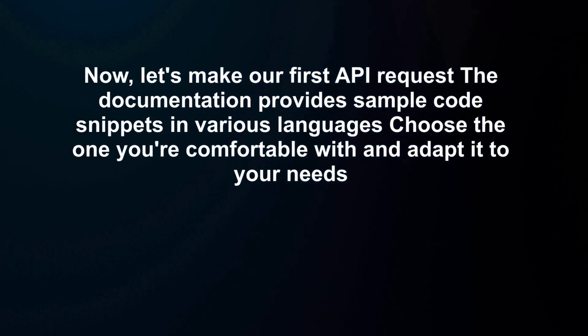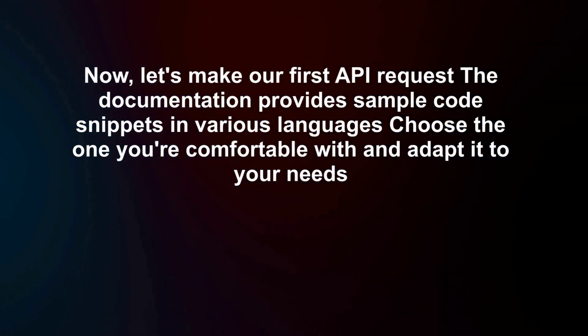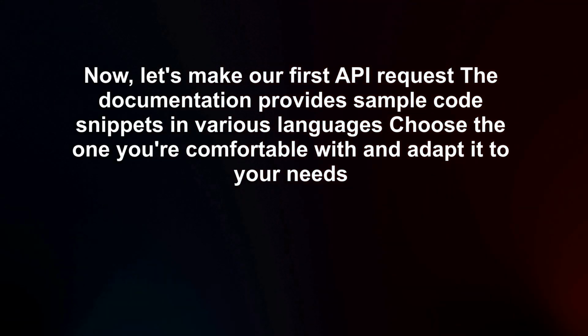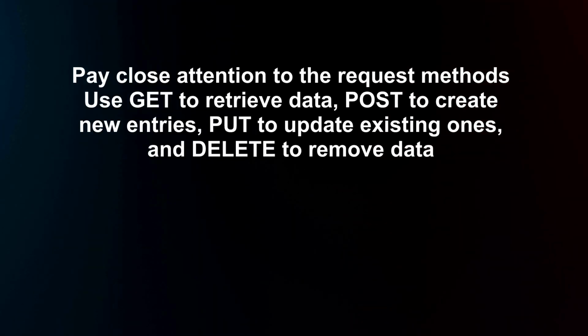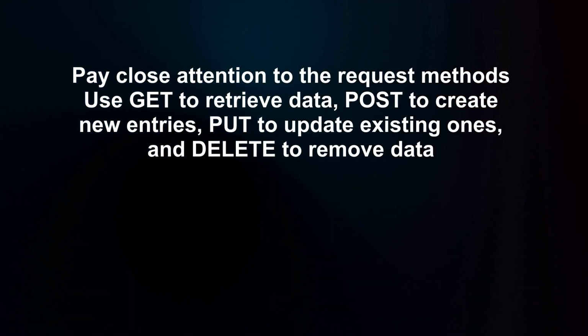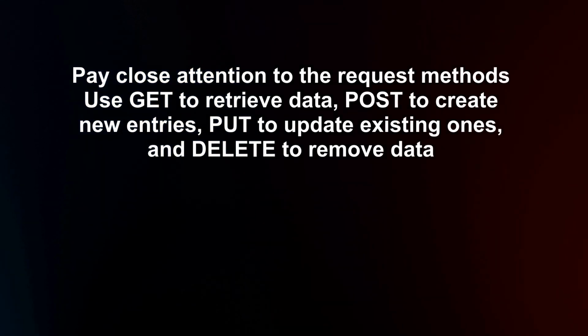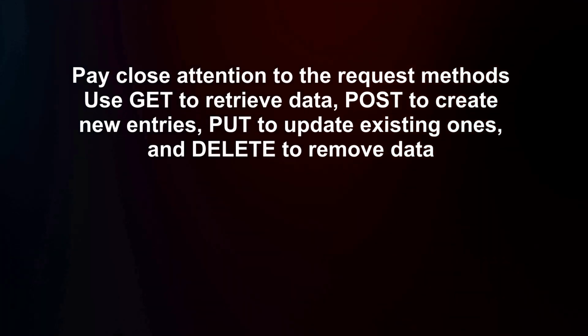Now, let's make our first API request. The documentation provides sample code snippets in various languages. Choose the one you're comfortable with and adapt it to your needs. Pay close attention to the request methods. Use GET to retrieve data, POST to create new entries, PUT to update existing ones, and DELETE to remove data.